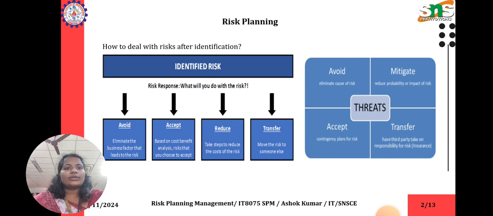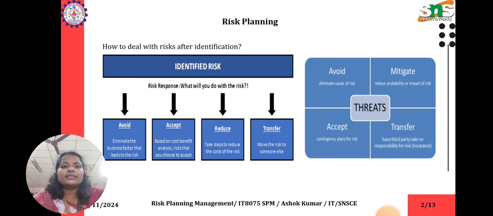Here I give one flow chart. Look at this. The first step is to identify the risk. Then the risk response: what will you do about the risk? The options are avoid, accept, reduce, and transform.